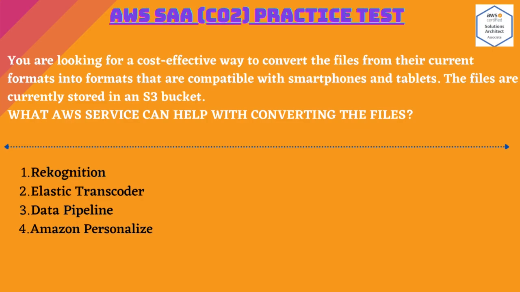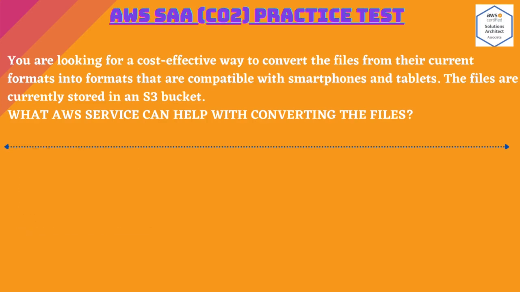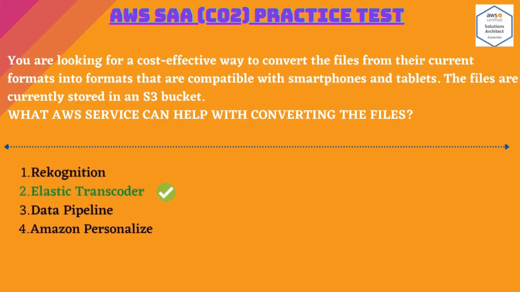The next option is Data Pipeline. Data Pipeline helps you to move, integrate, and process data across AWS compute and storage resources. So this is not something that you can use for converting files. The last is Amazon Personalize, which is a machine learning service that makes it easy for developers to create individualized recommendations for customers within their applications. So the second option, that is Elastic Transcoder, is the correct option.